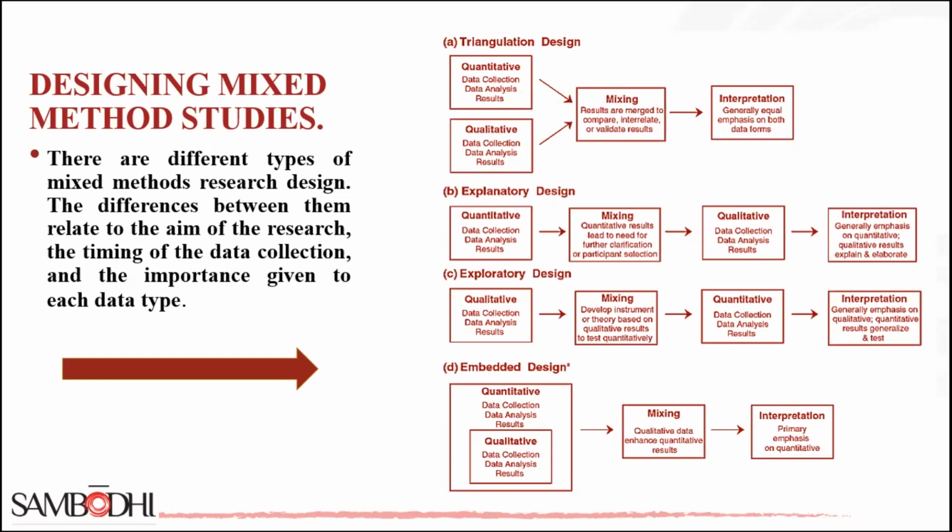Next is embedded. In embedded design, you collect and analyze both types of data at the same time, but within a larger quantitative or qualitative design, so one type of data is secondary to the other. This is a good approach to take if you have limited time or resources. You can use an embedded design to strengthen or supplement your conclusion from the primary type of research design.